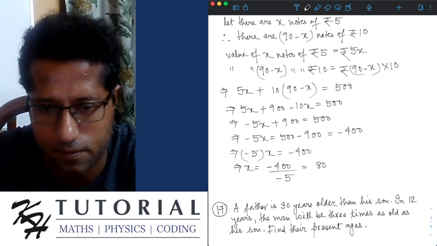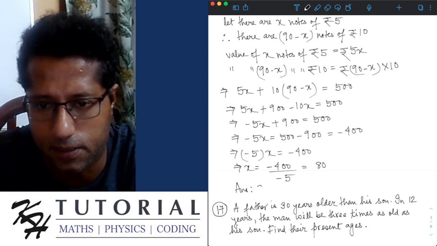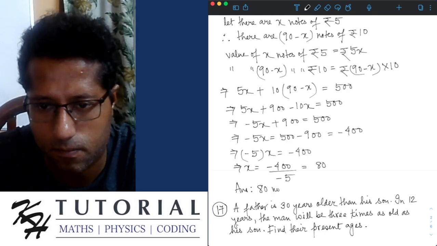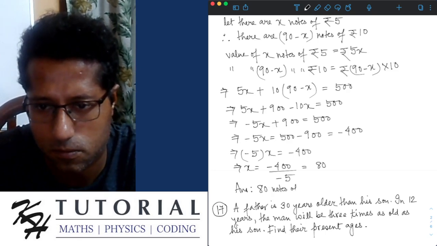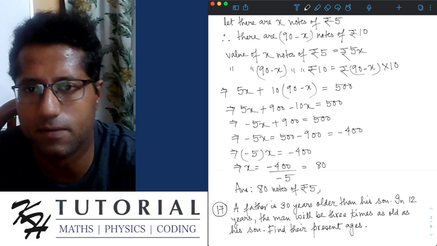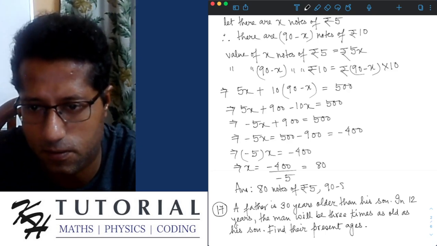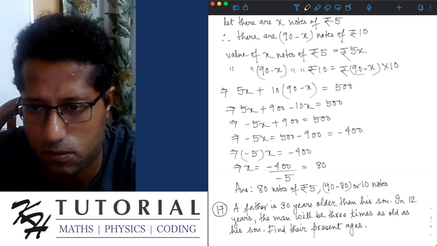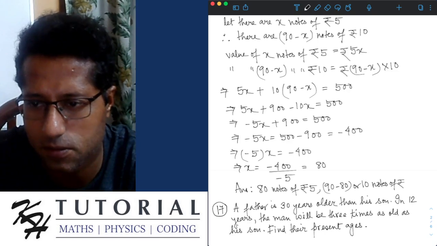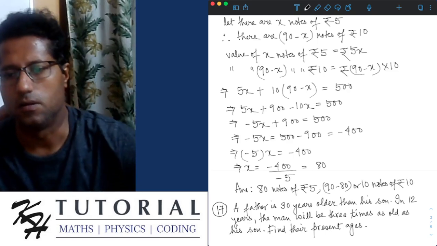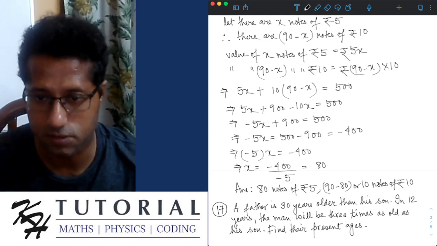So we can say that the answer is 80 notes of rupees 5 and 90 minus 80, that is 10 notes of rupees 10. Now you can check whether the solution is correct or not.